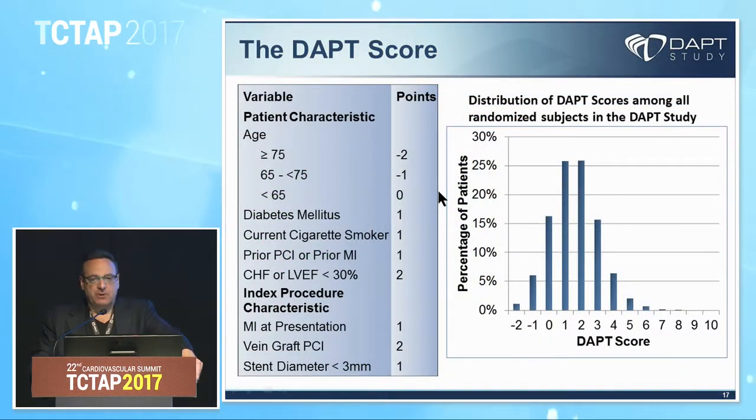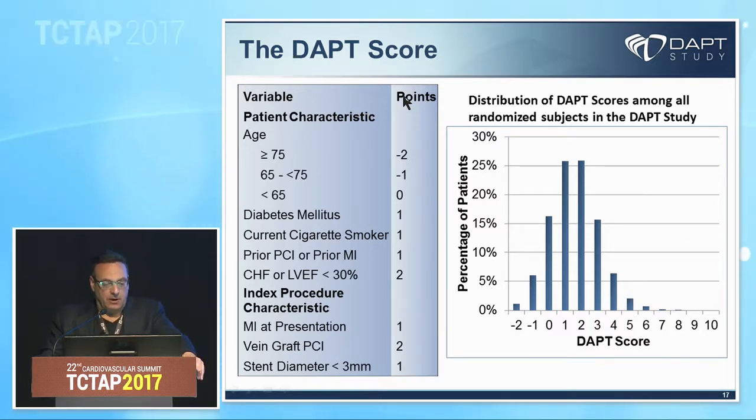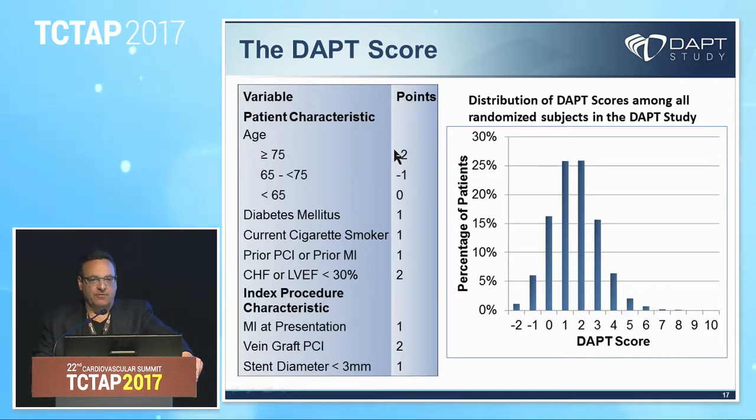Now, one approach that has been used and one that I've been very involved in is the DAPT score. It's actually a fairly simple construct. People say, well, this is complicated. I don't think it's that complicated. If you can't do the math in your head or on a piece of paper, you can go to the website and do it very, very easily in about 30 seconds for any one of your patients.